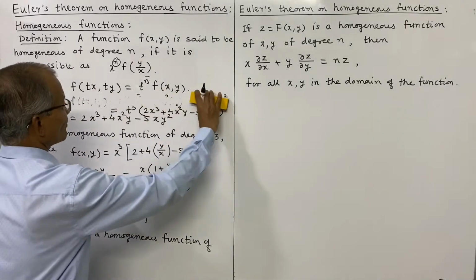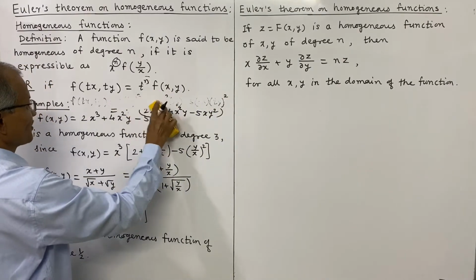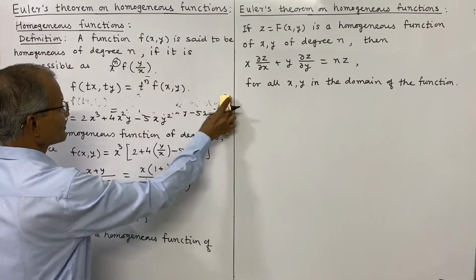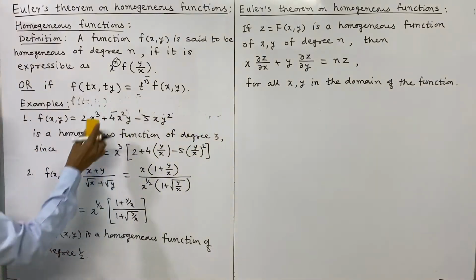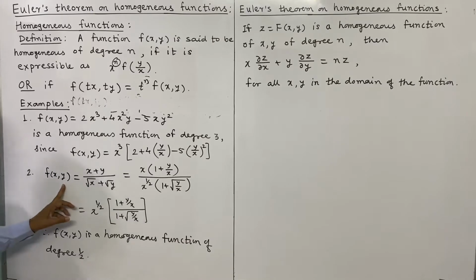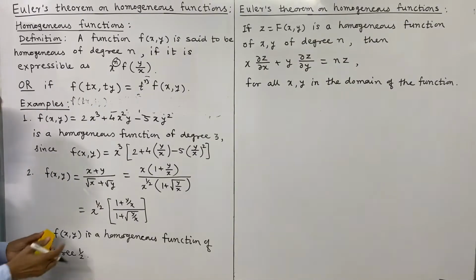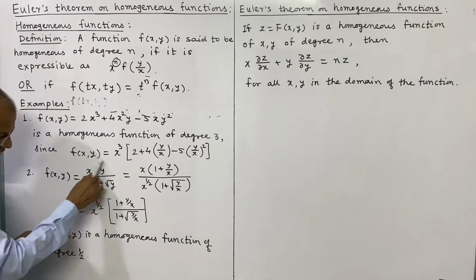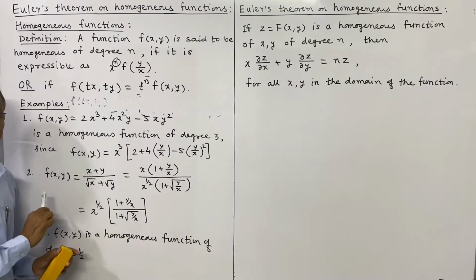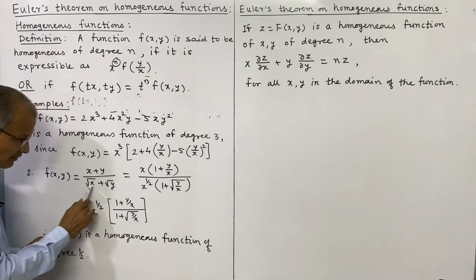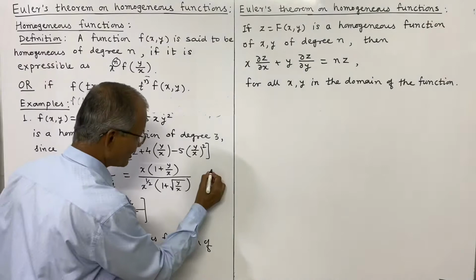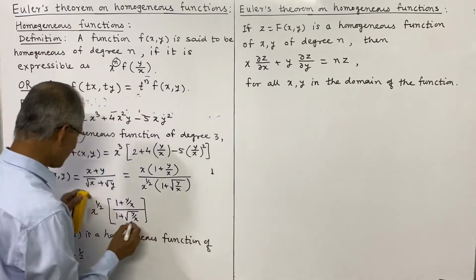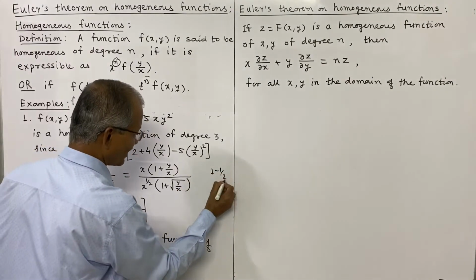Now we will see the next example. The second example is f of x comma y is x plus y divided by root x plus root y. Here also it can be checked like this. The numerator is homogeneous of first degree and the denominator is homogeneous of half degree, and if there is a quotient then there will be a subtraction of the indices, 1 minus half, and that is half.